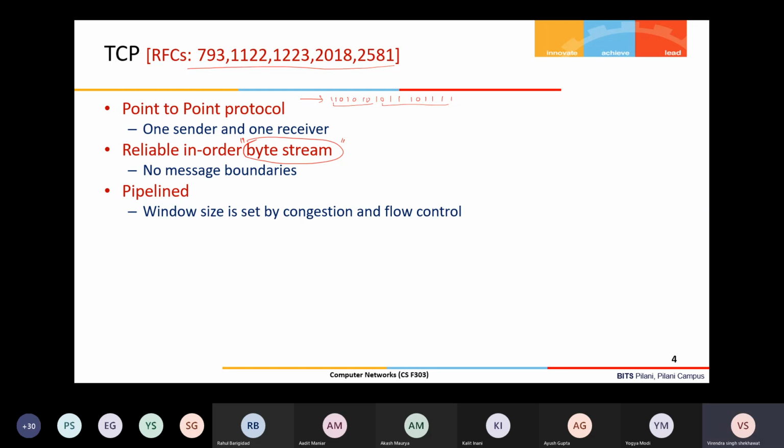And what is the size of the window, what window will currently be there? This window size is decided based on congestion control and flow control. These two terms we will discuss separately because they are big topics in themselves. Flow control is basically between sender and receiver: the sender should not overwhelm the receiver. That is also one aspect of reliability, meaning I should not send more than the capacity of the receiver.